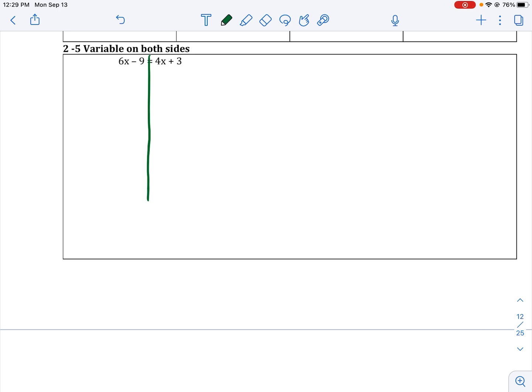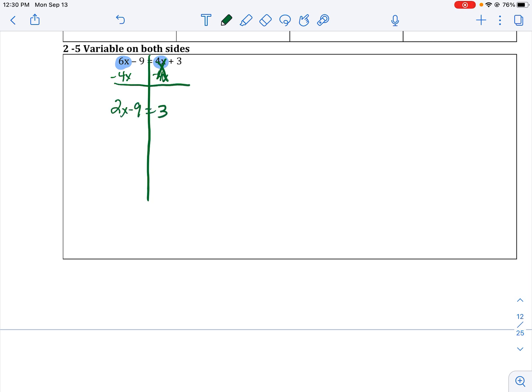So I see that over here on the right I have a 4x, and on the left I have 6x. So I'm going to get rid of the 4x on the right by subtracting 4x. You always do the opposite. And what you do to one side of my line or equal sign, we have to do to the other. So I have 2x minus 9 equals 3.